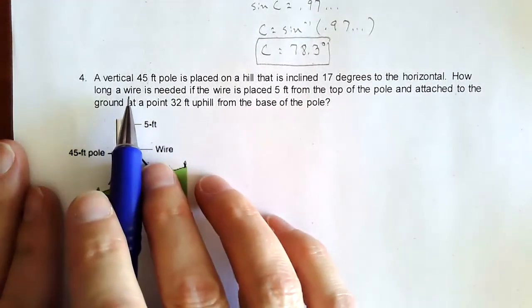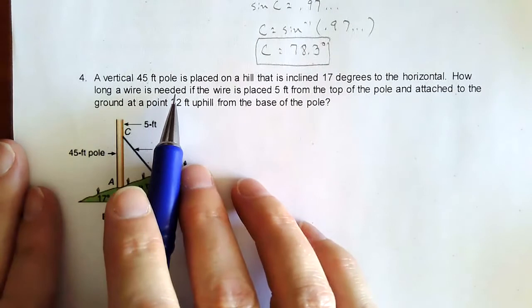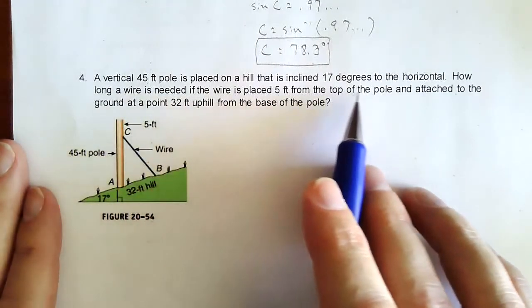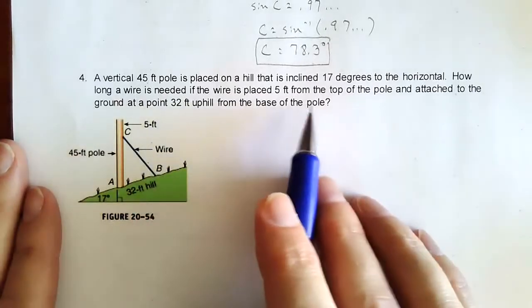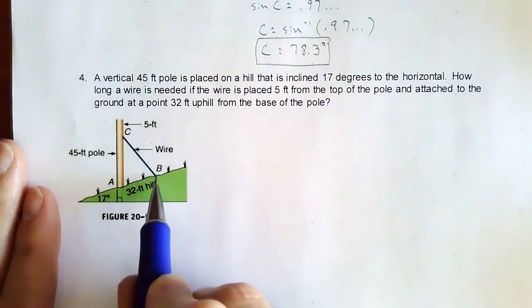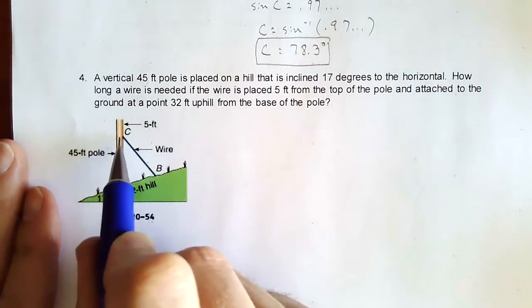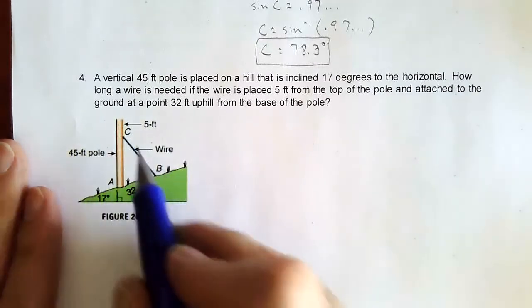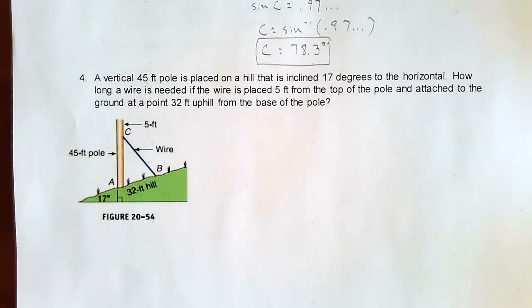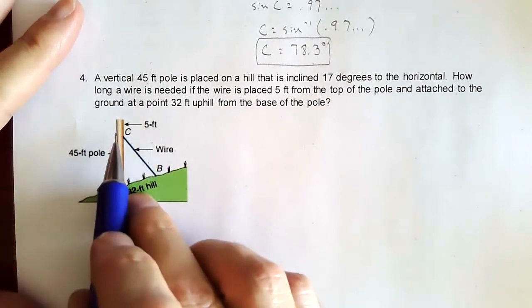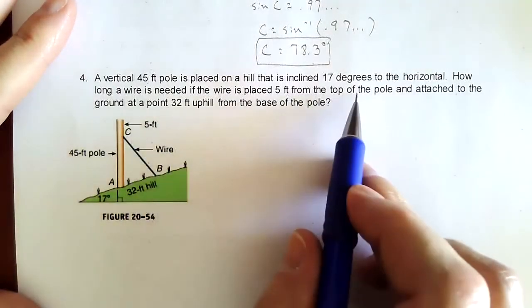How long a wire is needed if the wire is placed 5 feet from the top of the pole and attached to the ground at a point 32 feet uphill from the base of the pole? So 32 feet, and we are attaching it at a height of 5 feet. So how long does that cable need to be? All right, I'm going to draw my own picture on this, to try to make some sense out of it. Oh, sorry, it's 5 feet from the top of the pole.